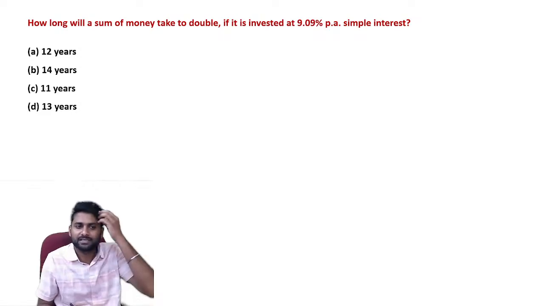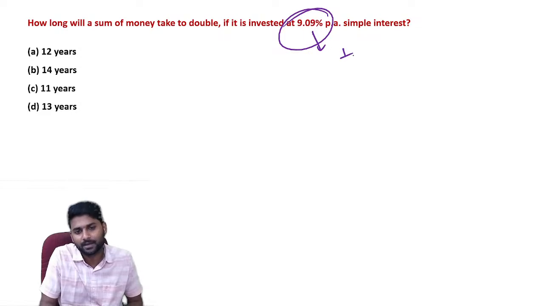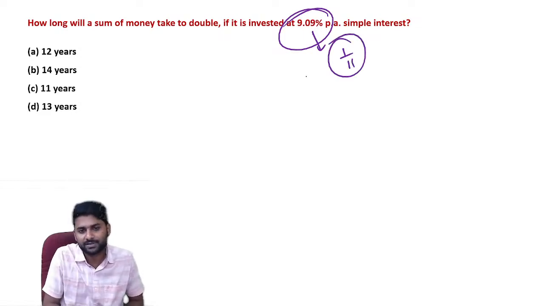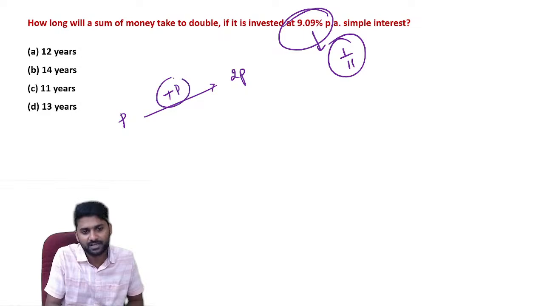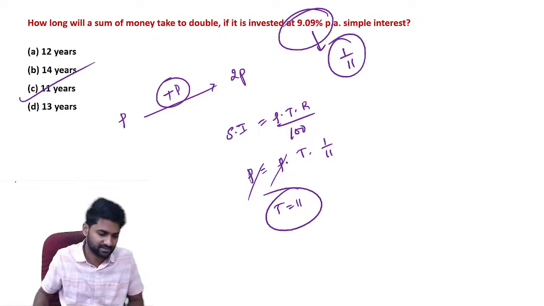Now see, how long will a sum of money take to double if invested at 9.09% per annum? 9.09% is all about 1 by 11 as a fraction. Let us deposit P. It becomes double. How much interest do they earn? P. And you know the simple interest formula is PTR per 100. Simple interest is P, principal is P. Time period we have to identify, rate of interest is 1 by 11. P and P cancel, then time becomes exactly 11 years.